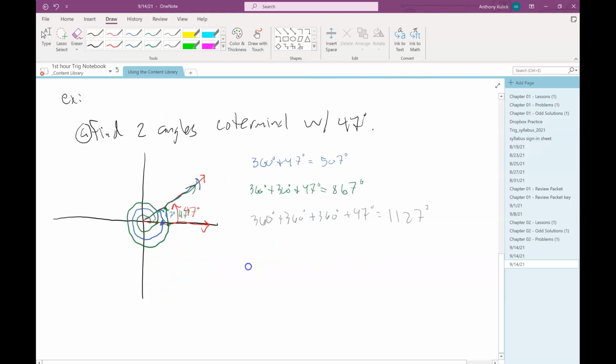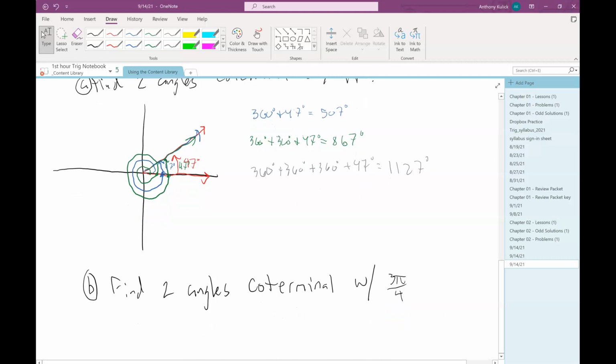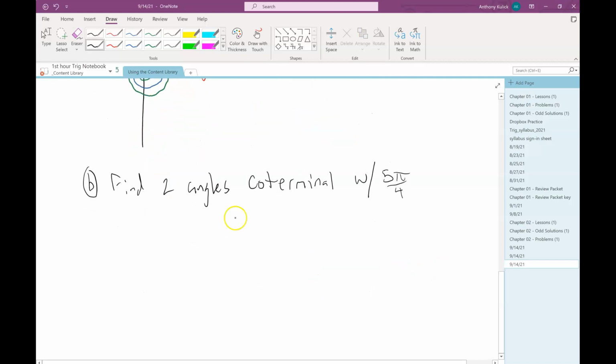Okay. What if instead of using things in degrees, we wanted to do something in radians? Let's say that this is actually 5 pi over 4. Okay, let's find two angles coterminal of 5 pi over 4.